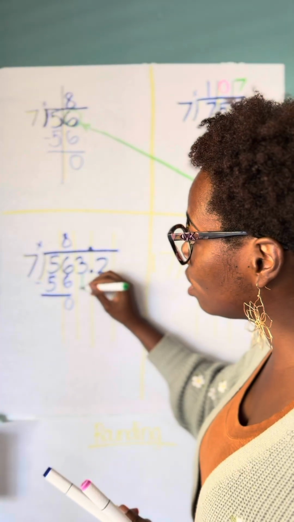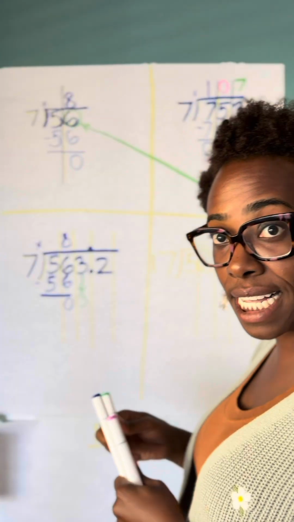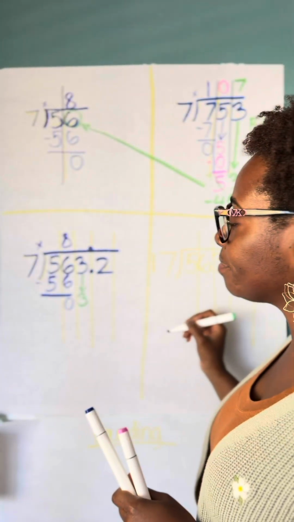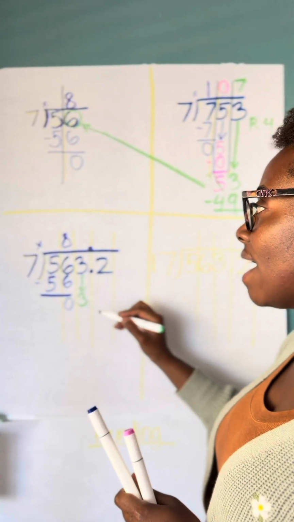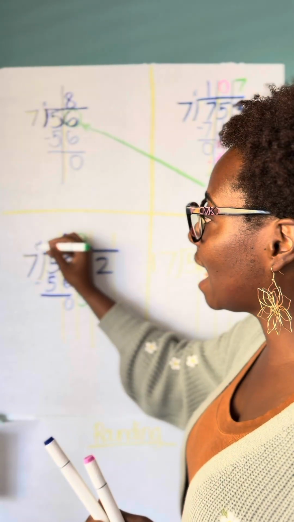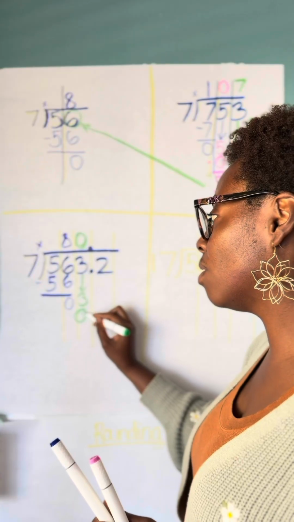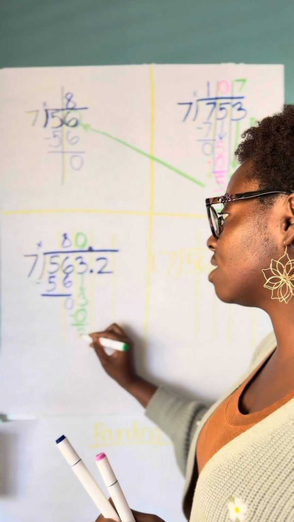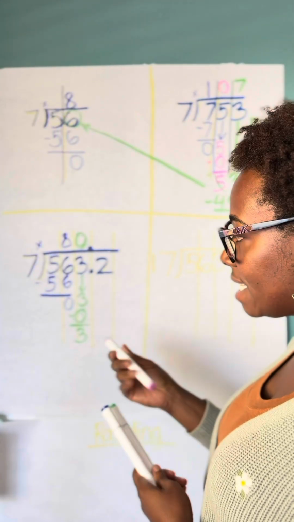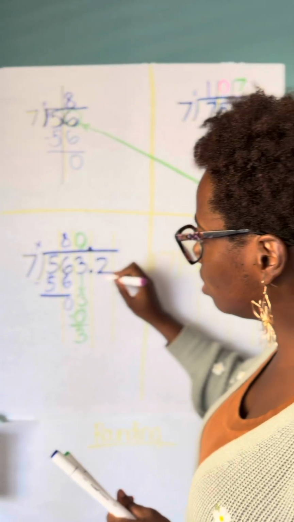Again, you don't have to use multiple colored markers. I do that so that the kids can see. It's very helpful for them. Okay? Now, how many groups of 7 can be found in the number 3? None. You put a 0. 7 times 0, or 0 times 7, is 0. We subtract that, that's 3. Okay? We bring that down. What do we bring down next? We bring down the 2.